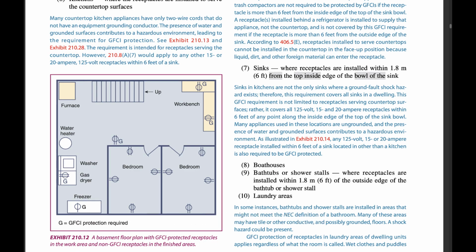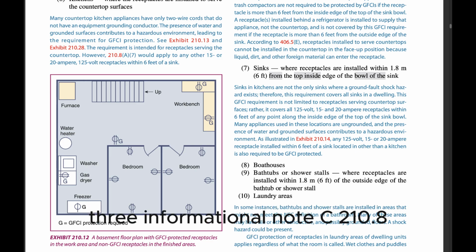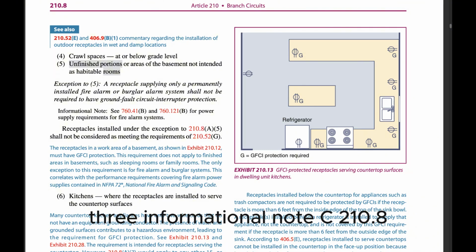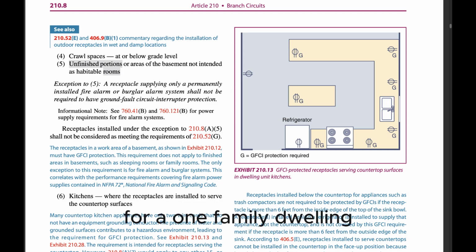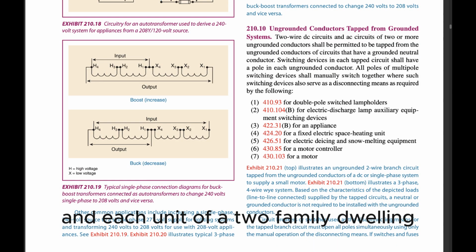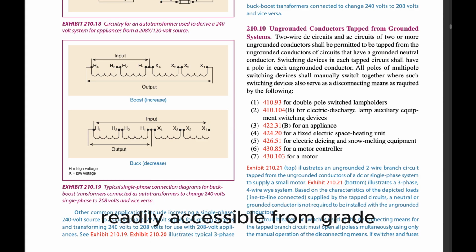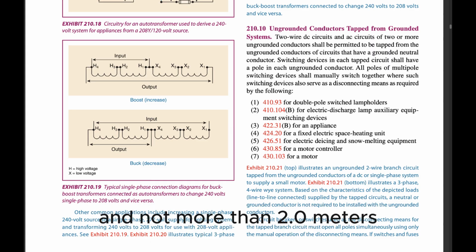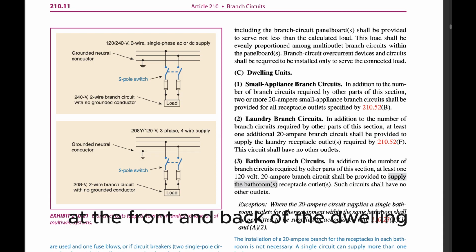(E) Outdoor outlets. Outdoor receptacle outlets shall be installed in accordance with 210.52(E)(1) through (E)(3). Informational note: see 210.8(F). (1) One-family and two-family dwellings. For a one-family dwelling and each unit of a two-family dwelling that is at grade level, at least one receptacle outlet readily accessible from grade and not more than 2.0 meters (6½ feet) above grade level shall be installed at the front and back of the dwelling.